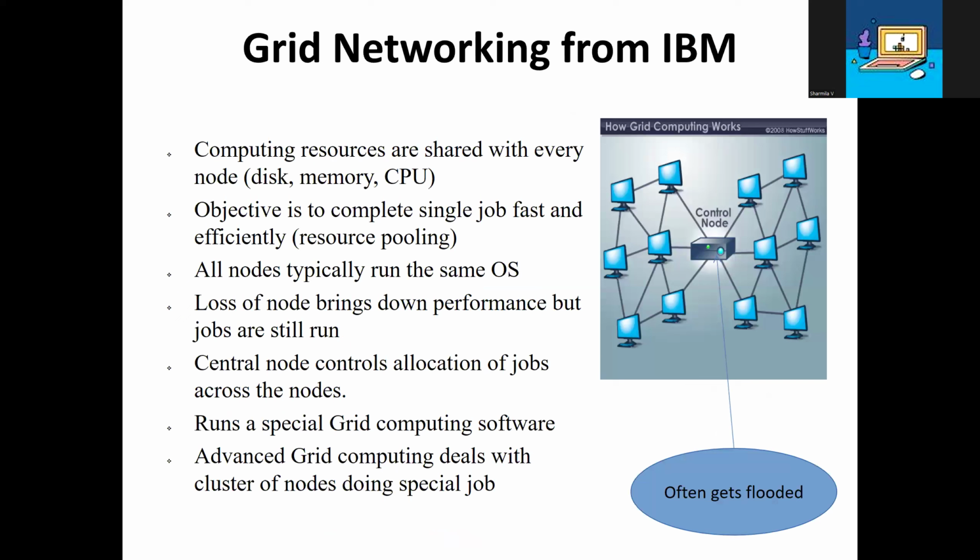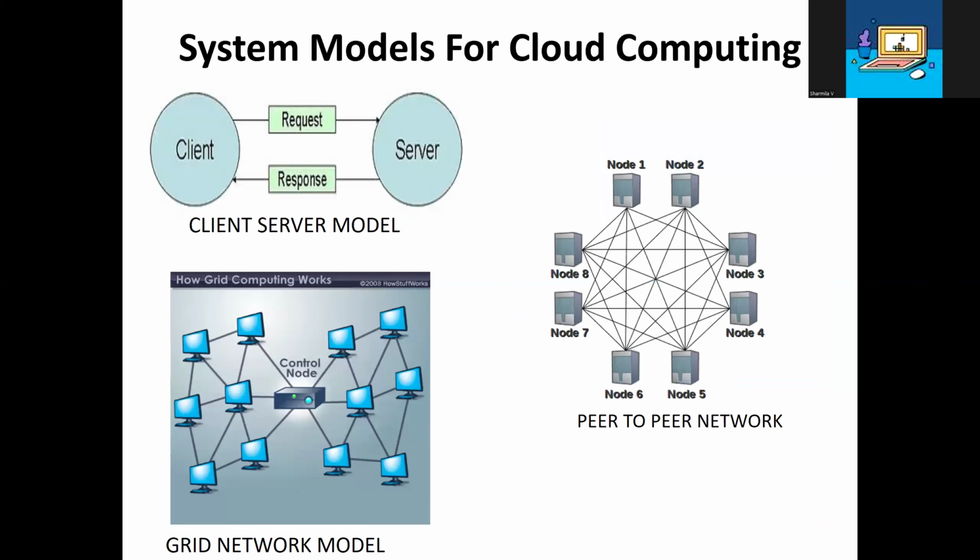Grid networking, IBM. Computing resources are shared with every node: disk, memory, CPU. The objective is to complete a single job fast, with efficient resource pooling. All the nodes typically run the same OS. Loss of a node brings down performance, but jobs still run. A central node controls allocation of jobs across the nodes and runs special grid computing software. Advanced grid computing deals with a cluster of nodes doing a special job.